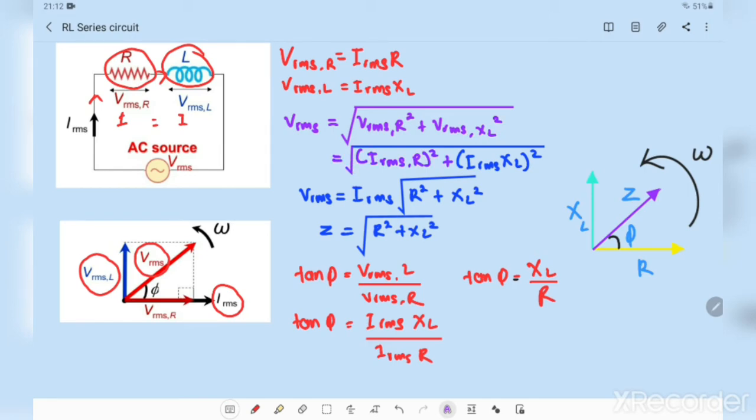And then as we know, the Vrms is equal to the Irms times the resistance. So we substitute into the formula and we get the root mean square voltage equal to Irms times the surd of R square plus XL square. Vrms divided by Irms gives the impedance of the RL series circuit. So the impedance is given by Z equal to the surd of R square plus XL square.